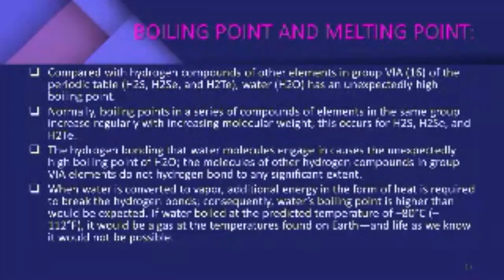When water is converted to vapor, additional energy in the form of heat is required to break the hydrogen bonds. Consequently, water's boiling point is higher than would be expected. If water boiled at the predicted temperature of minus 80 degrees Celsius, it would be a gas at temperatures found on Earth, and life as we know it would not be possible at that temperature.